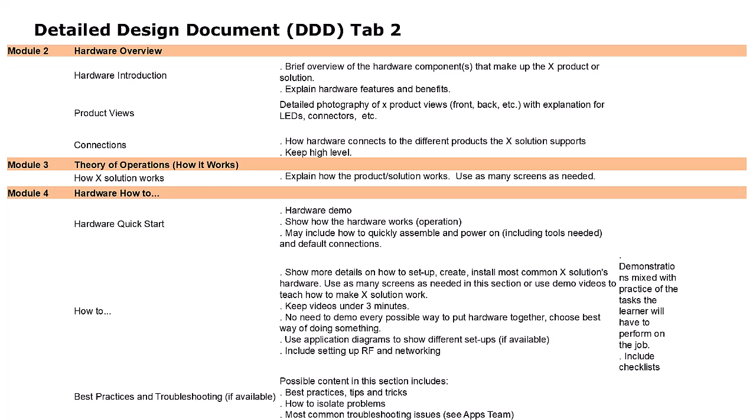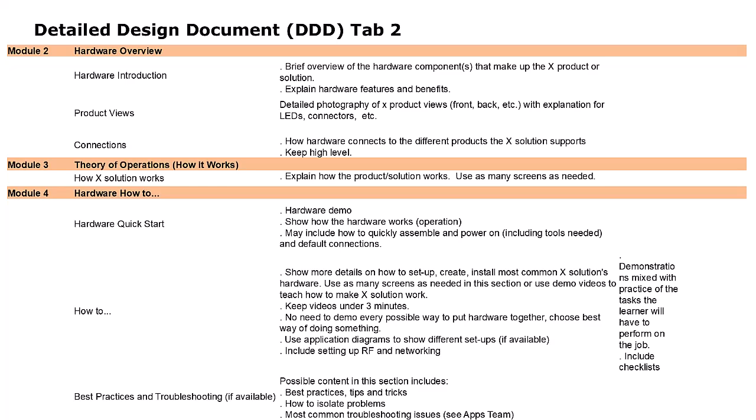Then we get into module two, and module two is the hardware overview. So you've gone from the product overview to the hardware overview. What's included in the hardware, right? And this is where you're actually going to have pictures and diagrams. And if it's a system type of product, or if you're connecting your product to other products in your portfolio, or to other products that aren't yours, then you've got to show the connections. And then if it's hardware and software, you're going to have to get into theory of operation. How does this all work together?